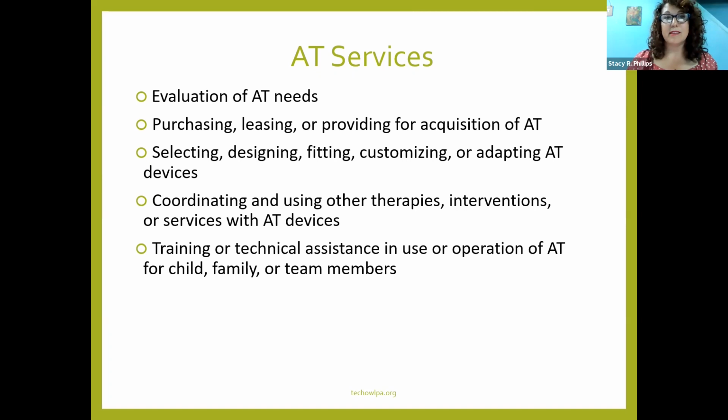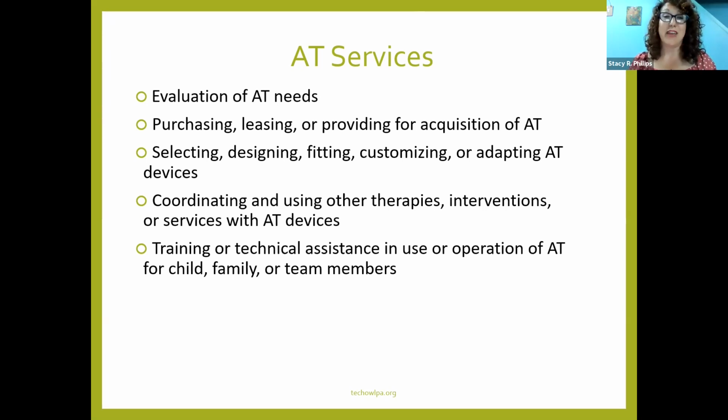And then selection. Selecting the right device is not always right the first time. It's not a matter of, let's choose something, it works, great, let's move on. There are times where it may be trial and error. So try a device. Okay, this works for some things, but not others. Let's try something else. So it's always a process. It's not a one-time shot.